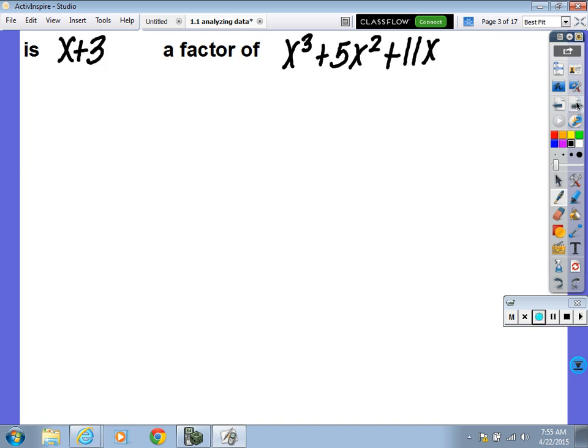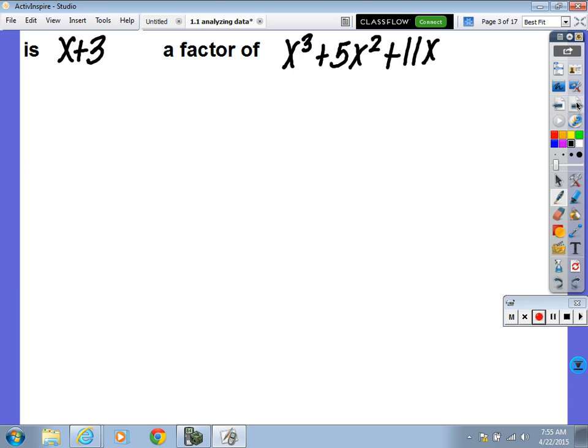So it says, is x plus 3 a factor of x cubed plus 5x squared plus 11x? If it truly is a factor, then we will have a remainder of 0 because it will divide evenly. We can still divide it, but it will divide evenly if that's truly a factor of this polynomial. So let's use synthetic division. Let's go through it to find out if it's a factor, and let's see if our remainder is 0. If the remainder is 0, yes, it truly was a factor.